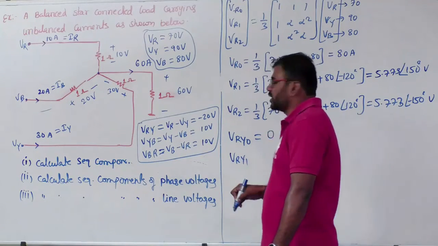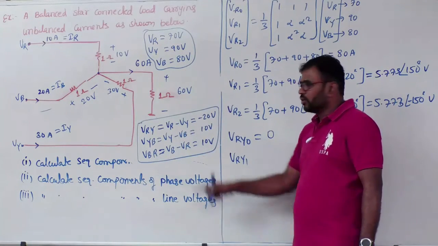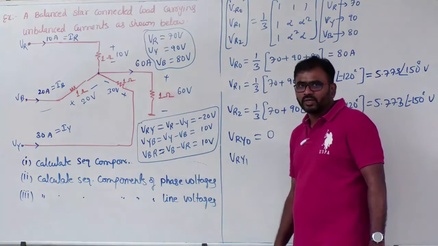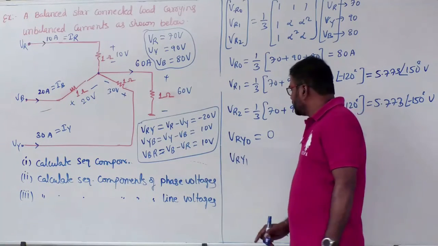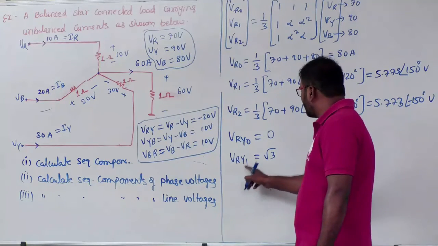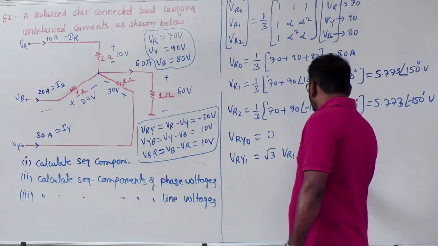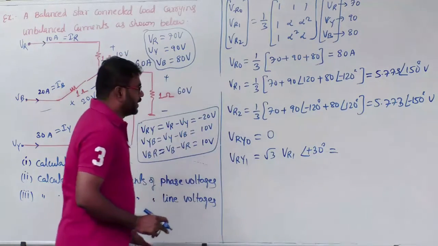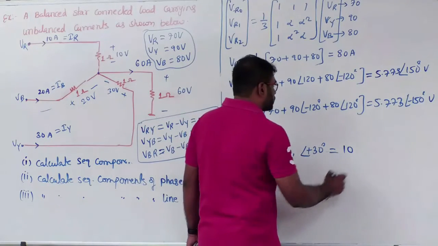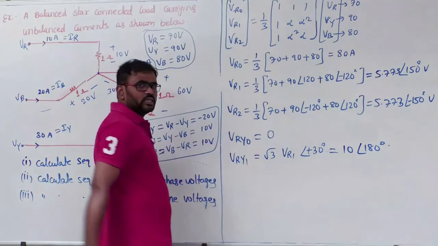That means the line value of positive sequence voltage. I can calculate it using the relation 1 by 3 times (Vry + alpha times Vyb + alpha square times Vbr). That is one method. Another method is directly using the phase value of positive sequence voltage. So Vry1 equals root 3 times Vr1 at an angle plus 30 degrees. If I substitute here, what do I get? Root 3 into Vr1, 10 at an angle 180 degrees we get, since 150 plus 30 is 180.